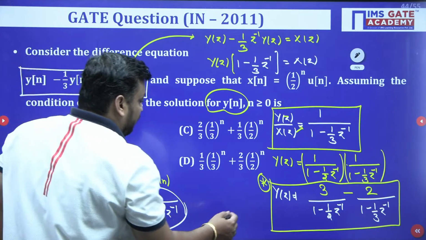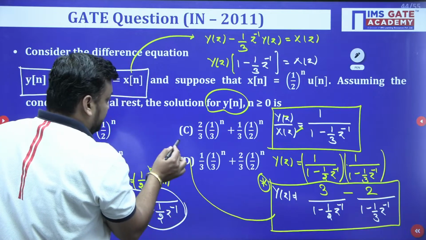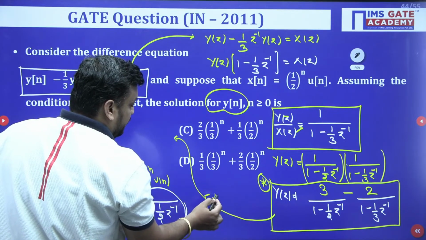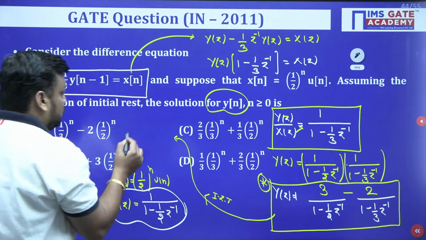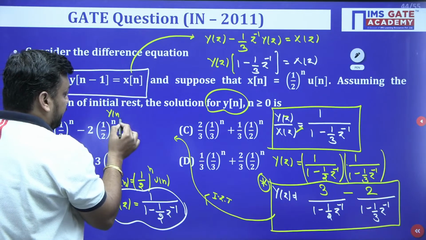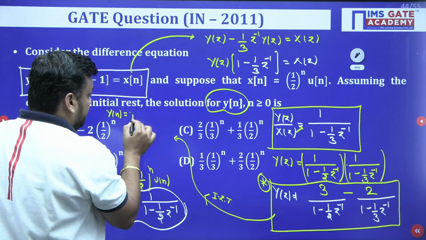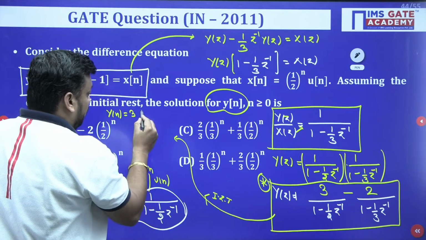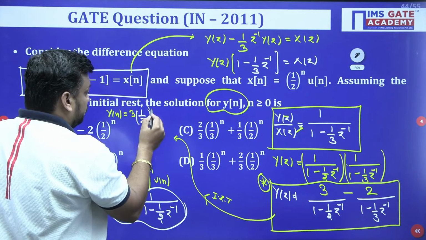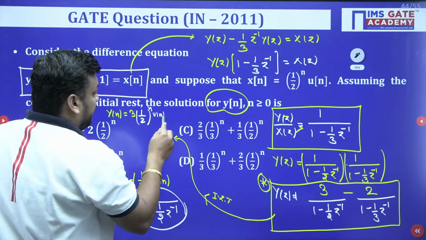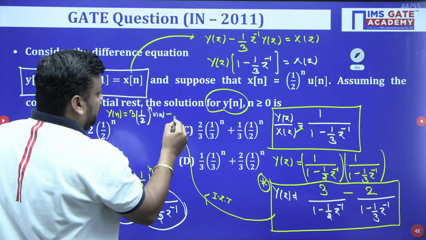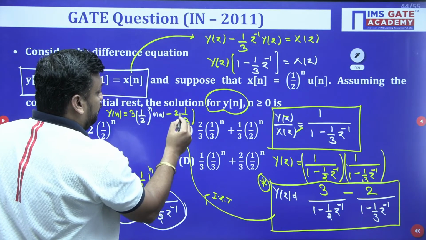So now I am looking for the inverse Z transform. I am having space here. I will write here inverse Z transform, guys. If I take the inverse Z transform, the y[n] value I will get is 3 as it is, and (1/2)^n u[n]. And again I am having minus 2 as it is, and (1/3)^n u[n].